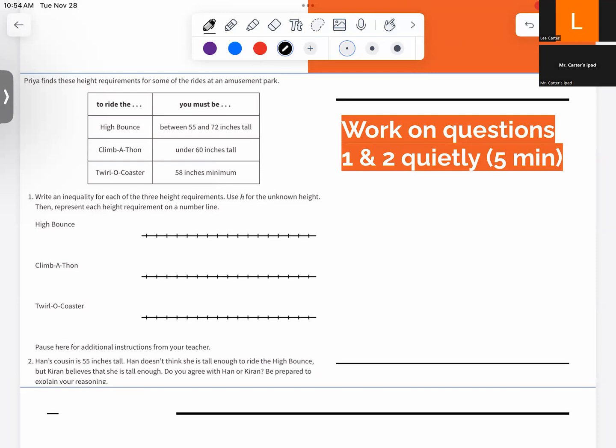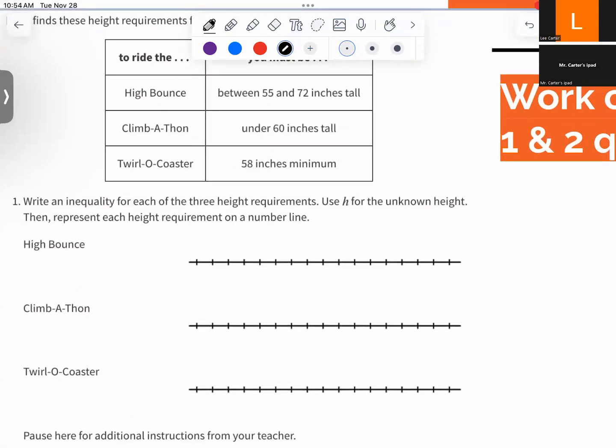If you already got it and you're like, oh, I know how to do this, you can go ahead and give it a shot and then watch me go over it. But if you're like, I don't know what the heck he's talking about, well, just watch and copy down what I'm doing, okay? Because this is the lesson part. All right, so High Bounce says between 55 and 72 inches tall. Okay, so basically you got to be greater than 55, right?